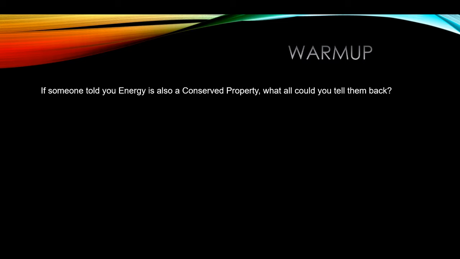First up, if someone told you energy is also a conserved property, what could you tell them back? Well, let's think about that for a second. We had momentum as a conserved property, and what that meant was that momentum can be moved around, but it can't be created or destroyed. And so in this case, if energy is also a conserved property, it means you can move it around, you can transform it into different types, which is one way we think about it. But the energy can't just come from nowhere, or just disappear either.